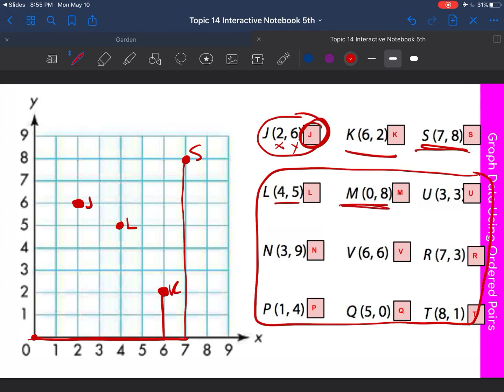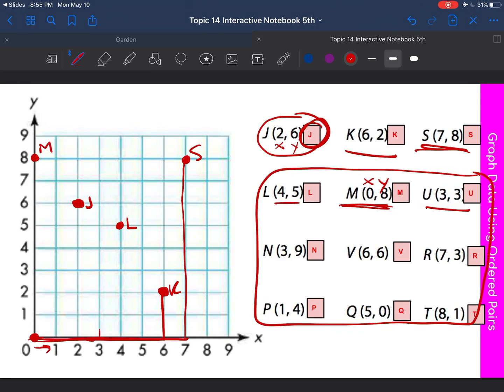L. M is 0, 8. So we start at the origin. 0 is X, so do we go over at all on the X-axis? We do not. Okay, so we don't go over at all, but we go up on the Y-axis 8. So it's right here. That's where M is.